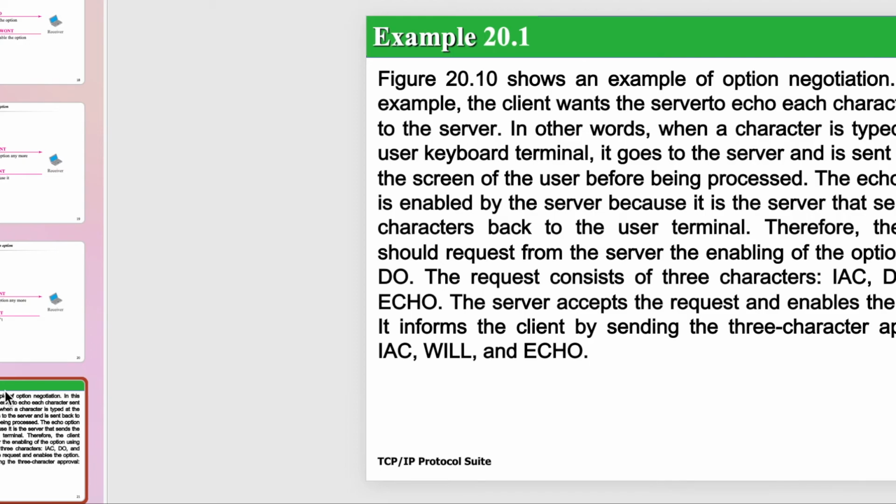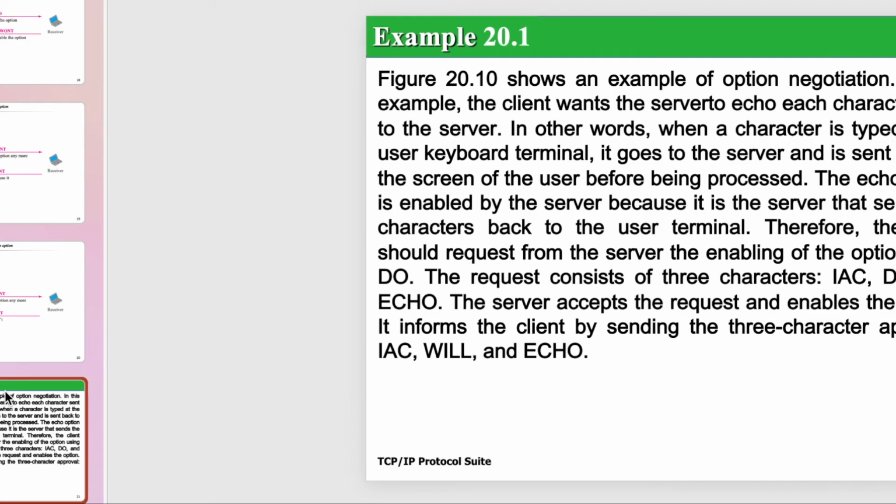This is an example that shows an option negotiation. In this example, the client wants the server to echo each character sent to the server. In other words, when a character is typed at the user's keyboard terminal, it goes to the server and is sent back to the screen of the user before being processed. The echo option is enabled by the server because it is the server that sends the character back to the user terminal.